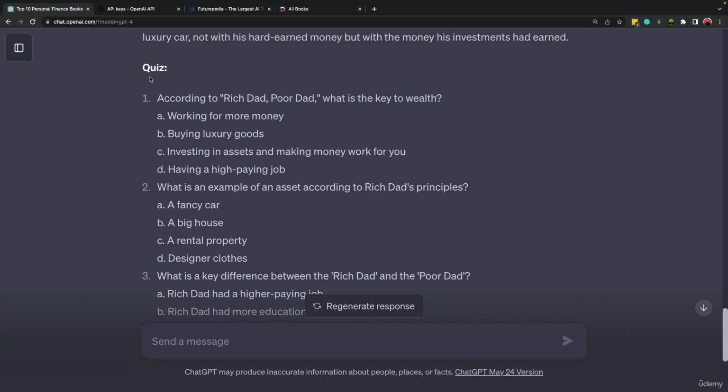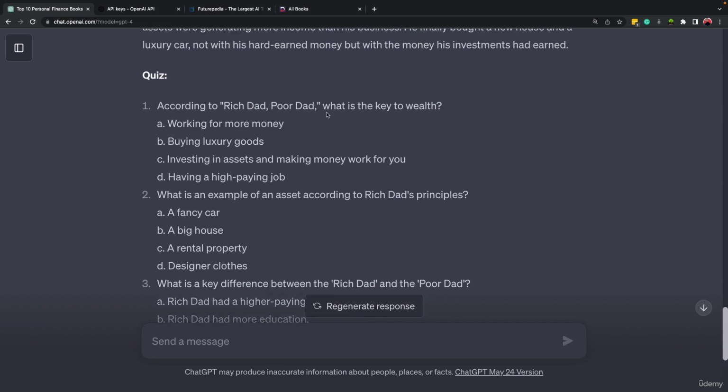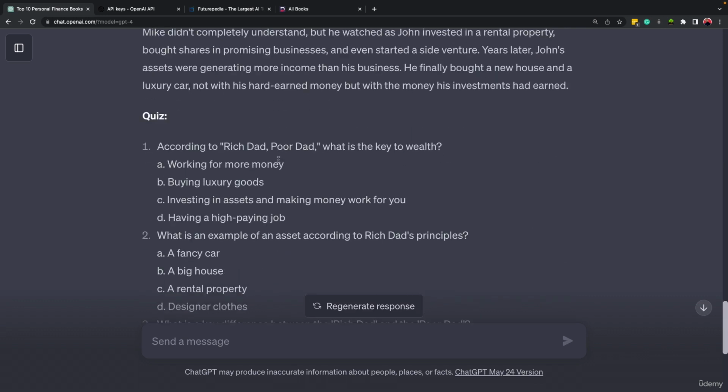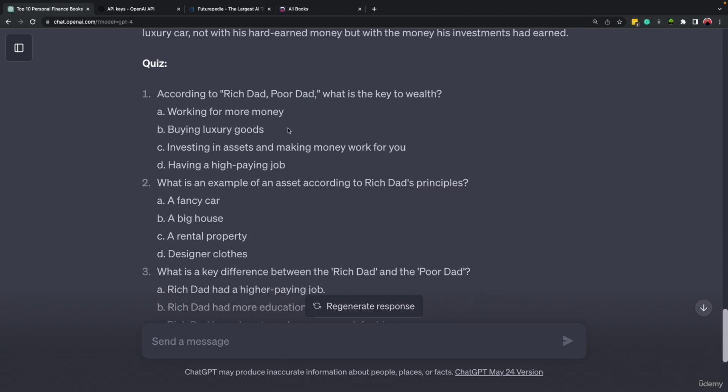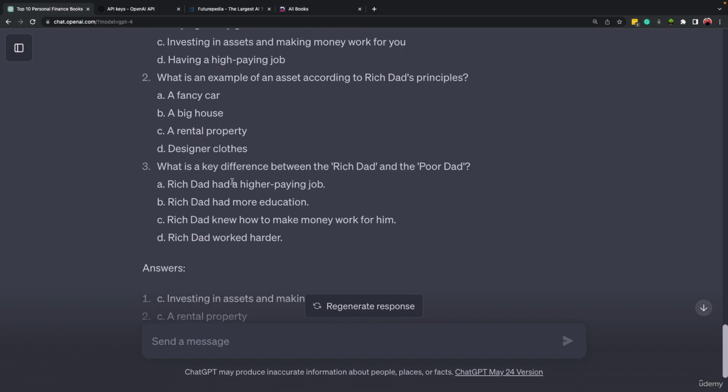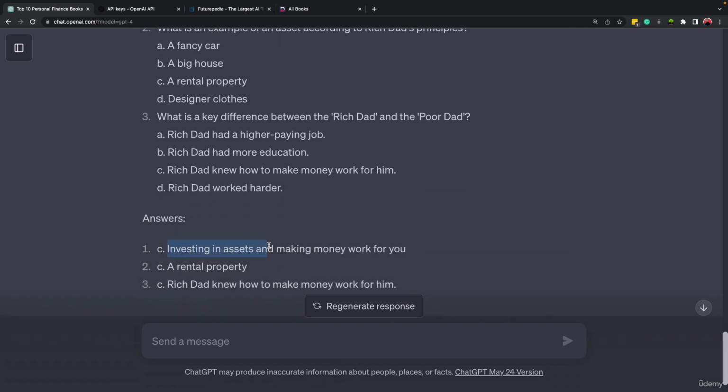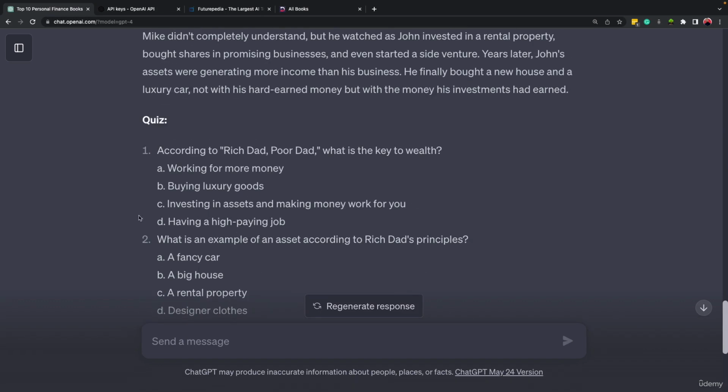Now, as you can see, here is the quiz, okay? According to Rich Dad Poor Dad, what is the key to wealth? Okay, it provided 4 choices. Now I can come here and based on what I have learned, I can answer the questions. For example, working for money, buying luxury goods, investing in assets and making money for you, having a high paying job. Okay, we can select one option and then come here at the last part. We can see the correct answers. For example, the correct answer for question 1 is C. Okay, investing in assets and making money for you.